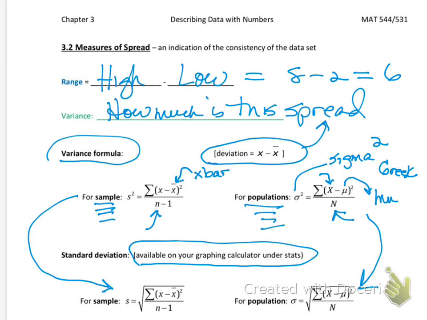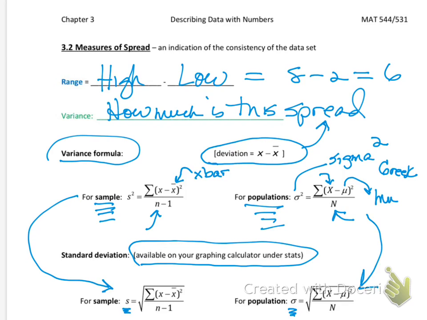Okay, here's the square root of the population variance, and so here's sigma. Sigma is the standard deviation of the population. Here is S, and it's usually a capital S on your calculator. S is the standard deviation of a sample. Okay, S stands for sample. Sigma is Greek. That means it's the entire population. That's how you're going to remember those.